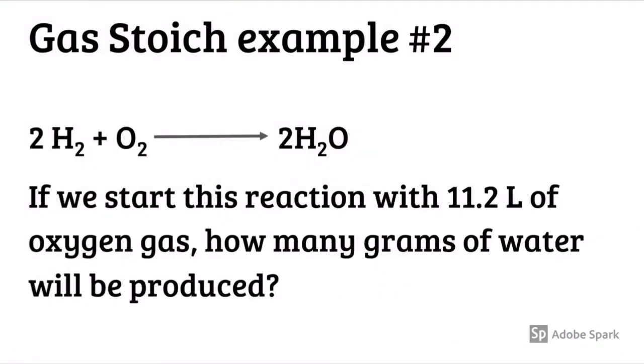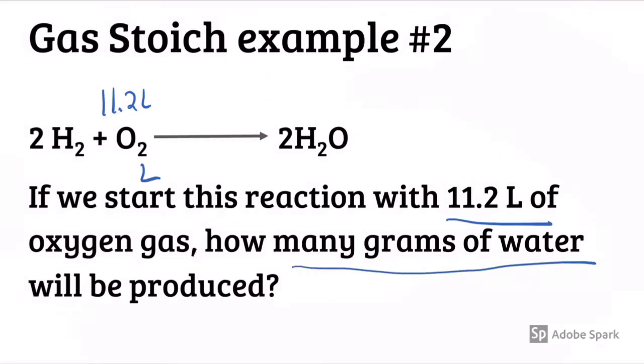Gas stoich example number 2. If we start this reaction with 11.2 liters of oxygen gas, how many grams of water will be produced? Okay, so I have 11.2 liters of oxygen gas. So that's going to go over the oxygen. Liters on top, liters on bottom. How many grams of water? So that's my X grams of water. Grams on top is grams on bottom. Now think about your rules for the bottom numbers.